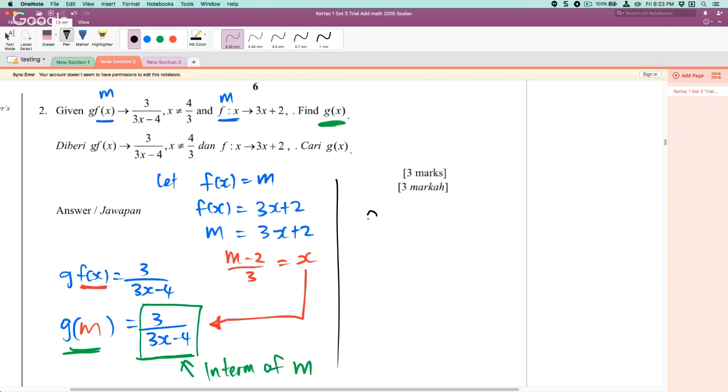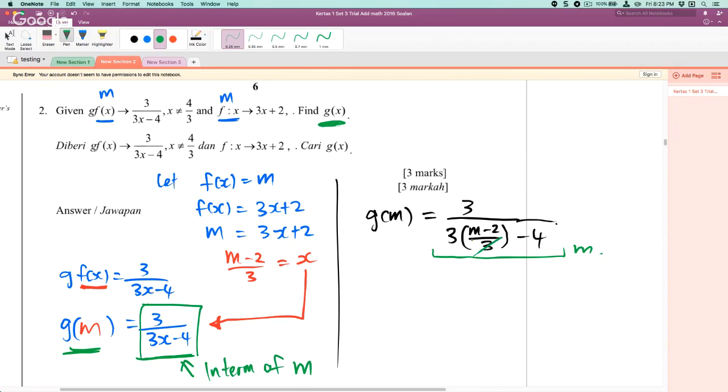Then I will substitute this equation over here because I want it in terms of m, isn't it? So g(m) equals 3 over 3x minus 4. What's my x? My x is (m minus 2) over 3. You can find out now the other side is in terms of m already, right? Then the 3 and 3 I simplify. I will get g(m) equals 3(m minus 2) minus 4, which is m minus 6.